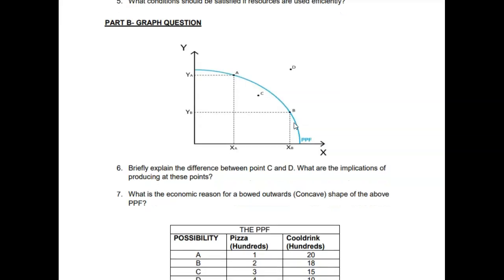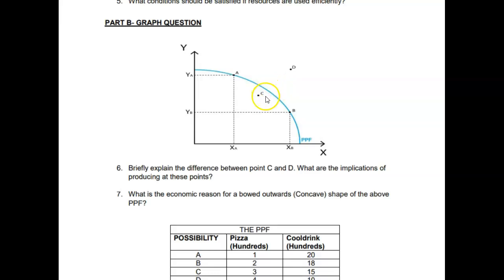Question 6. Briefly explain the difference between C and D and what the implications of producing at these points are. First question, what is the difference between C and D? C over here is attainable. You can get whatever that is. But the problem is you're not using resources efficiently, right? If you have all the resources to make the products to be over here, why are you so lazy that you're only producing this, okay? However, D means you can't attain it no matter what. It's impossible, right?